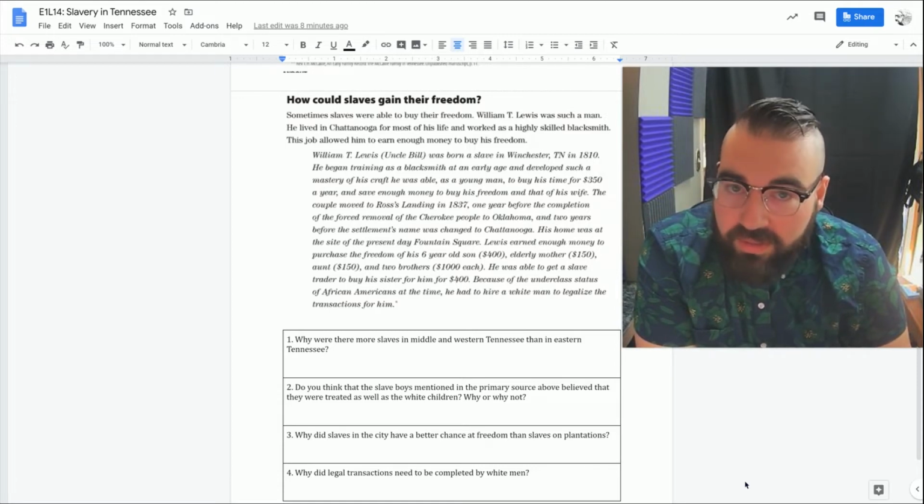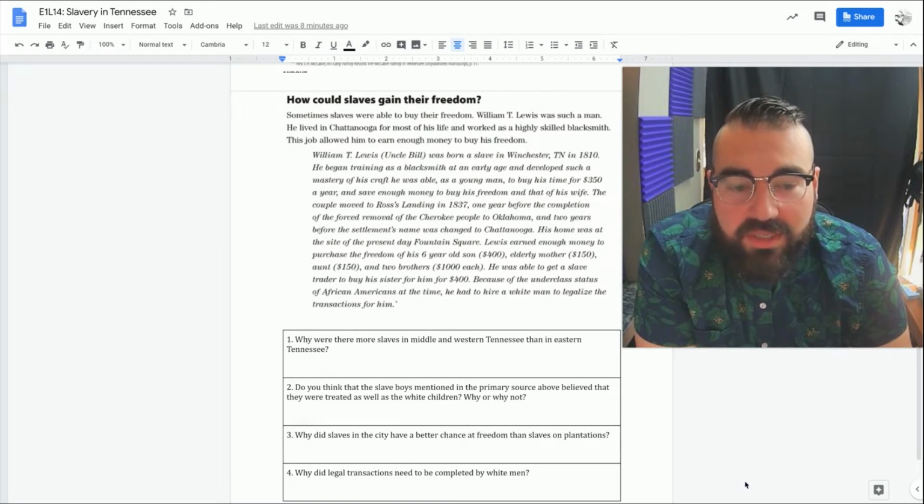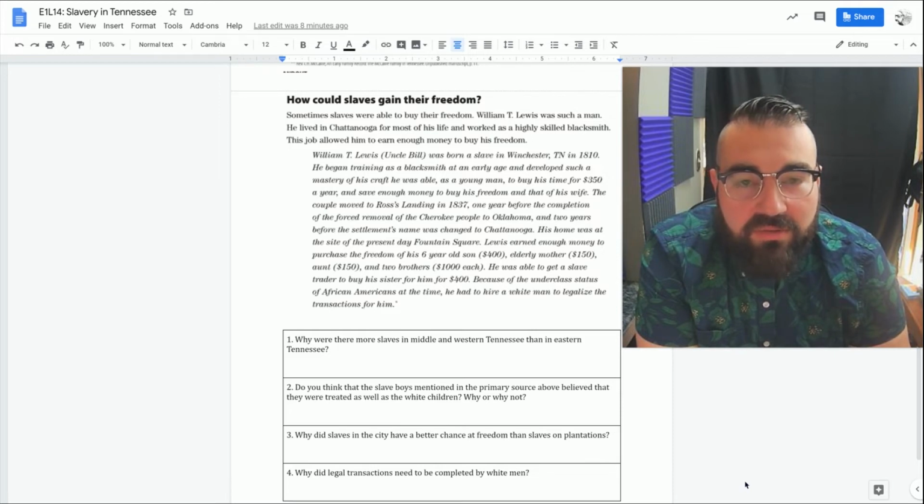William T. Lewis, Uncle Bill, was born a slave in Winchester, Tennessee in 1810. He began training as a blacksmith at an early age and developed such a mastery of his craft, he was able, as a young man, to buy his time for $350 a year and save enough money to buy his freedom and that of his wife. The couple moved to Ross's Landing in 1837, 1 year before the completion of the forced removal of the Cherokee people in Oklahoma, and 2 years before the settlement's name was changed to Chattanooga. His home was at the site of the present-day Fountain Square.